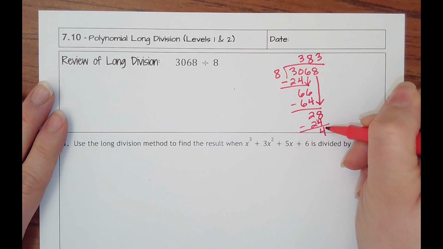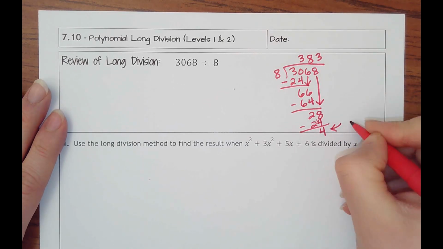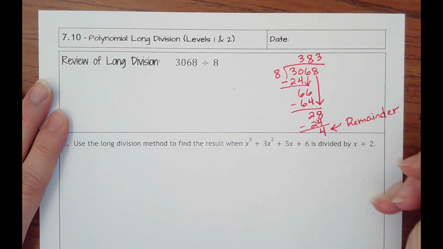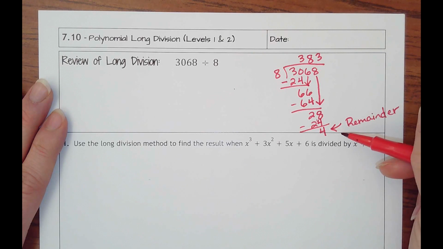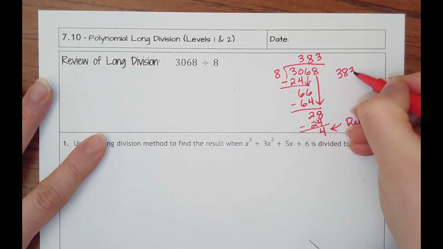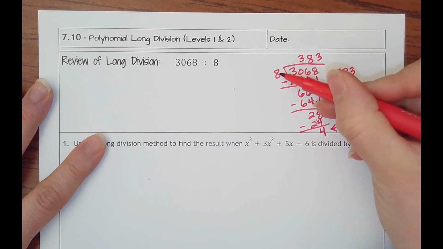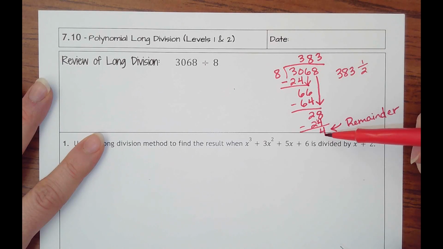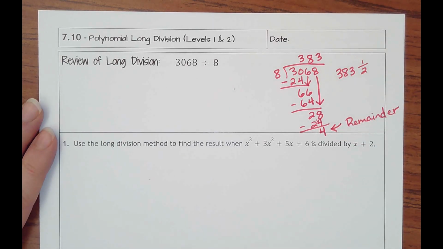So what this is called is your remainder. The first problems that we'll have today won't have a remainder, but then the next ones will, so this is good to know too. So this number could be written as 383 with 4 eighths left over, which would be a half. So you always write your remainder over your divisor.